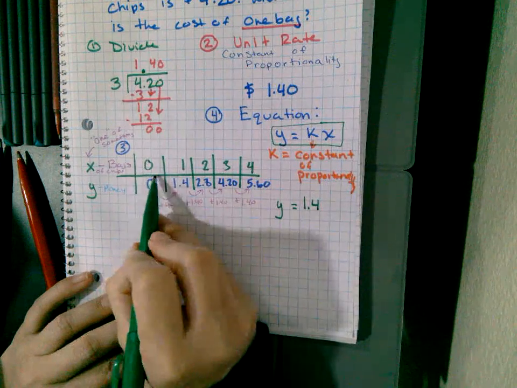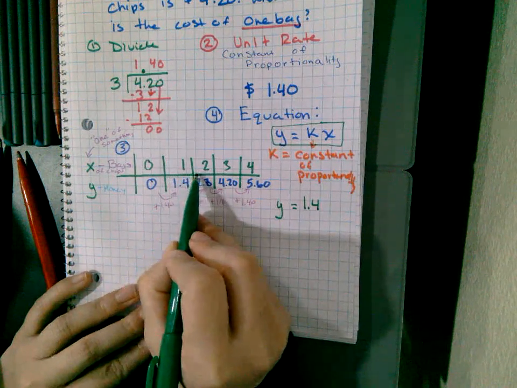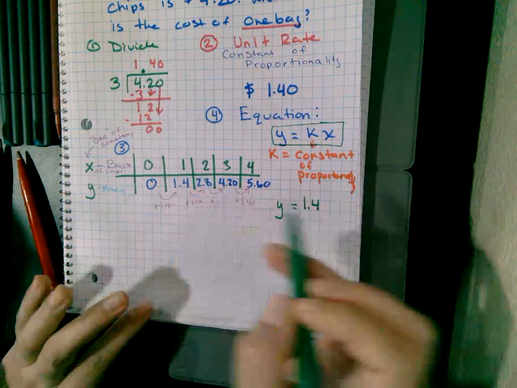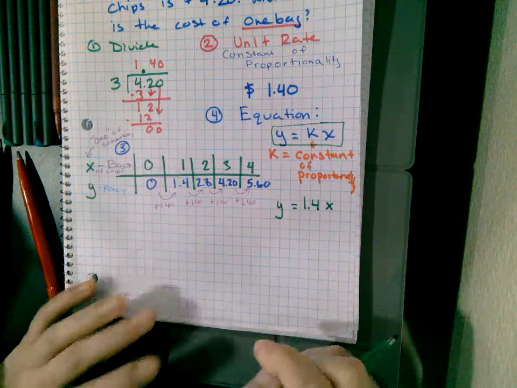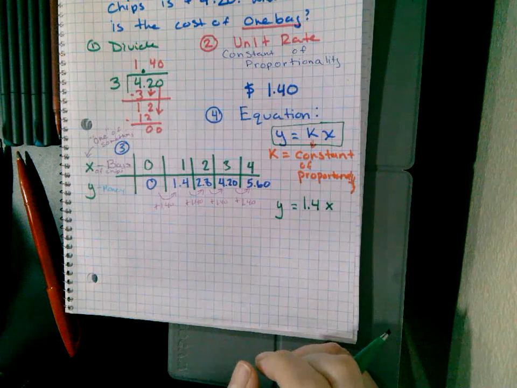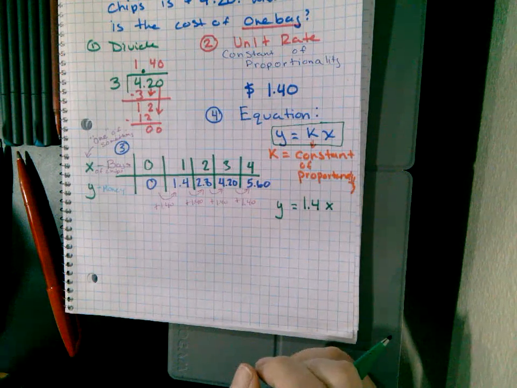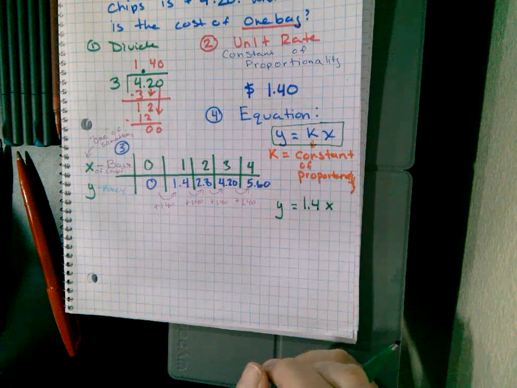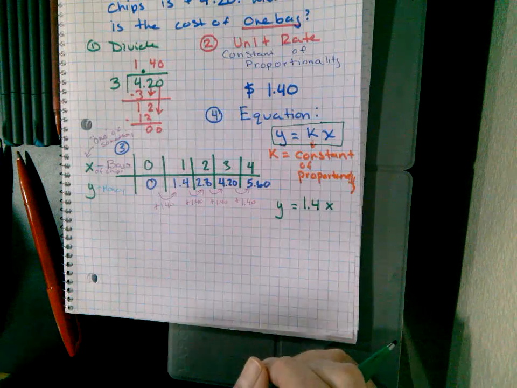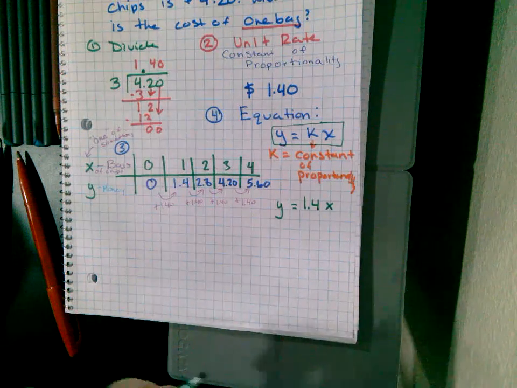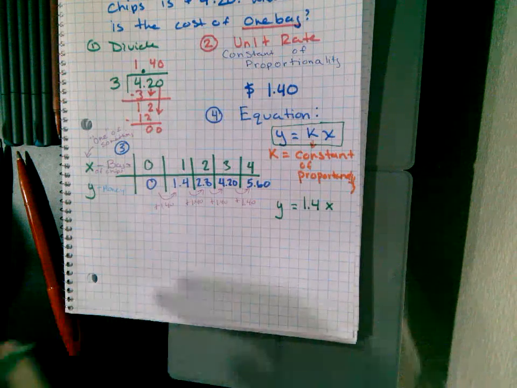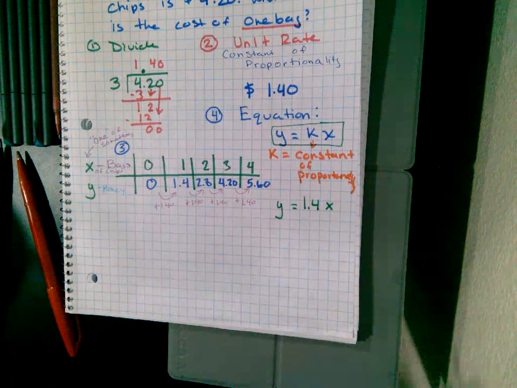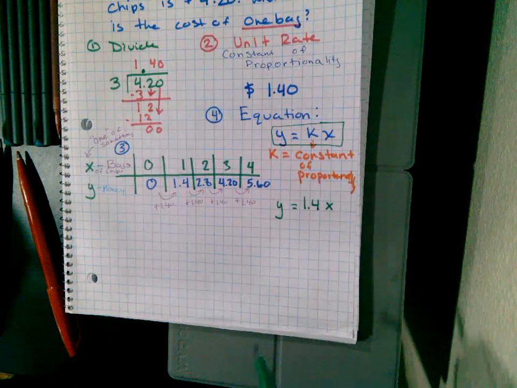X keeps changing, right? It depends on which box I'm in. So if it keeps changing, I'm going to leave it as x. Because x can change, y can change. But the only thing that doesn't change is your 1.4, your constant of proportionality. If you know the word constant outside of math, constant means stays the same. Constant speed, constant rate, constant of proportionality, that means it stays the same.